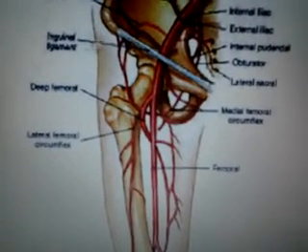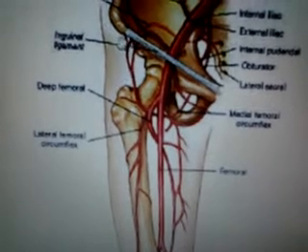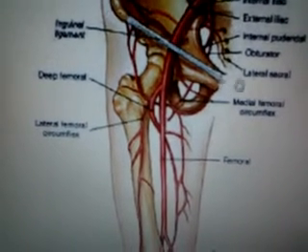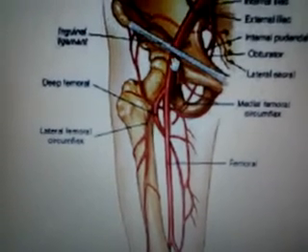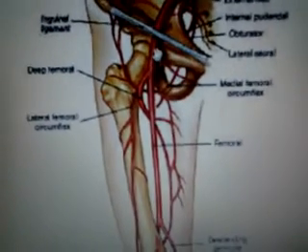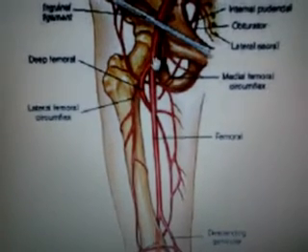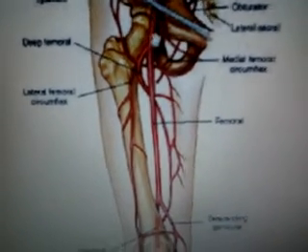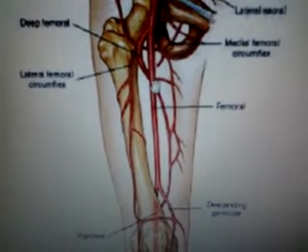To refresh memory, the inguinal ligament runs from the anterior superior iliac spine to the pubic symphysis, and the artery passes beneath the midpoint of this ligament. As it passes the inguinal ligament it is now known as the femoral artery, and it gives off a branch known as the deep femoral artery of the thigh.